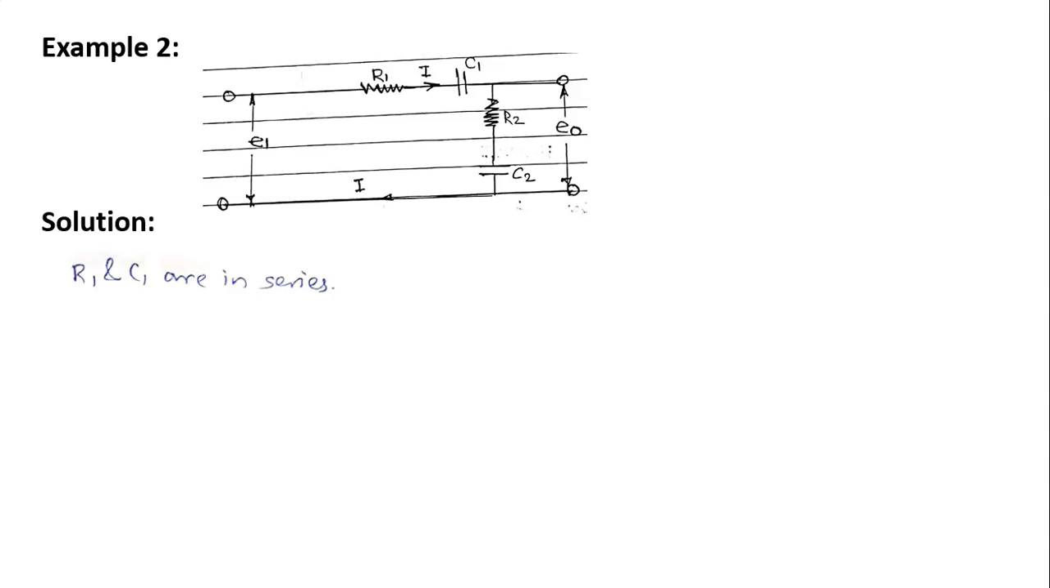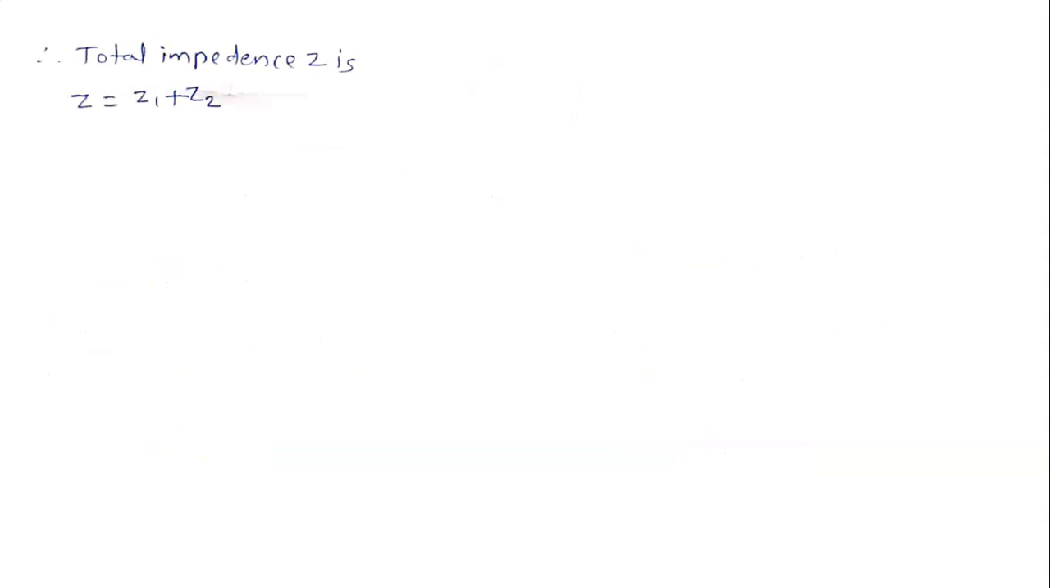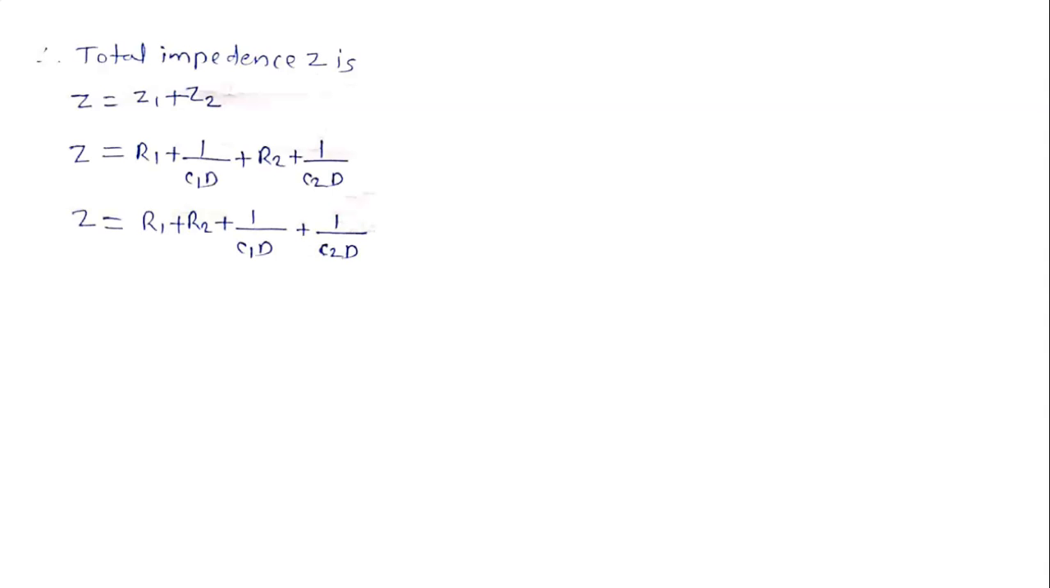Therefore, we will write, since R1 and C1 are in series, their impedance Z1 is given by Z1 is equal to R1 plus 1 upon C1D. Similarly, R2 and C2 are also in series. Therefore, their impedance Z2 is given by Z2 is equal to R2 plus 1 upon C2D. Therefore, total impedance Z is equal to Z1 plus Z2. Substituting the values of Z1 and Z2, we get Z is equal to R1 plus 1 upon C1D plus R2 plus 1 upon C2D. Rearranging the terms, Z is equal to R1 plus R2 plus 1 upon C1D plus 1 upon C2D.